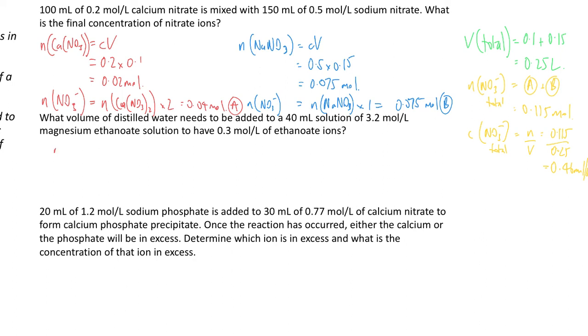First of all, we need to work out the number of moles of magnesium ethanoate, because that's what we have. That's 2 there, that's a bracket there. Okay, so magnesium ethanoate is equal to CV, which would be equal to 3.2 times 0.04, which is some value. 3.2 times 0.04 is 0.128 moles. Okay, then I have to work out the number of moles of ethanoate ions from that.